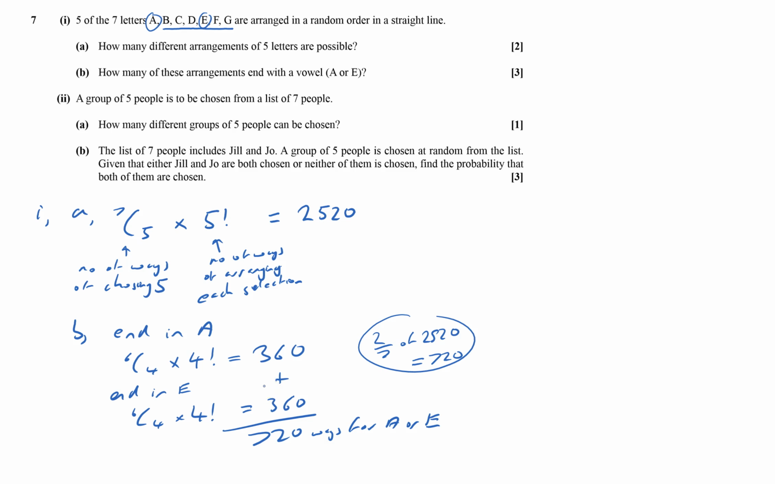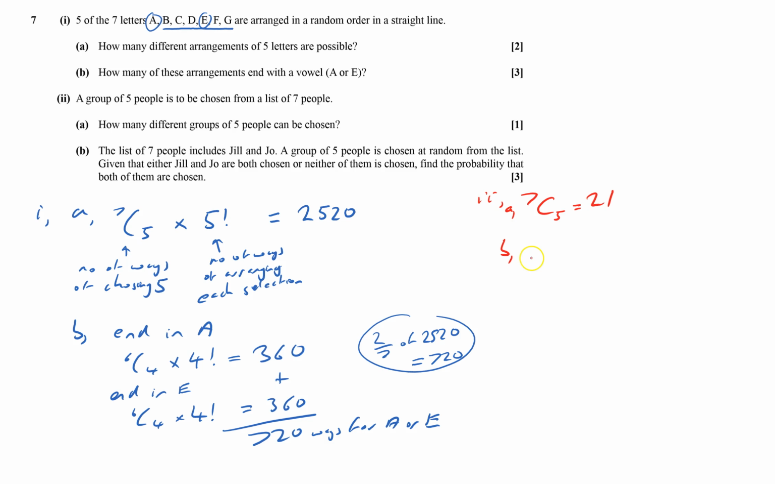Okay, part 2, I'm going to do some red. So part 2, how many different groups of 5 people can be chosen? Group of 5 people chosen from 7. Well, that's just going to be 7C5, which equals 21. Well, that's quite easy. That's part A. And then part B, the list of 7 people includes Jill and Joe.